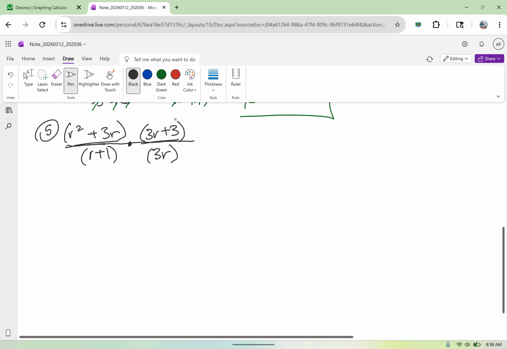But what do I have now? I have 2 binomials that I need to FOIL. So we have this binomial times this binomial, and so I need to FOIL it. So r squared times 3r is, oh, I want my cursor to show up.